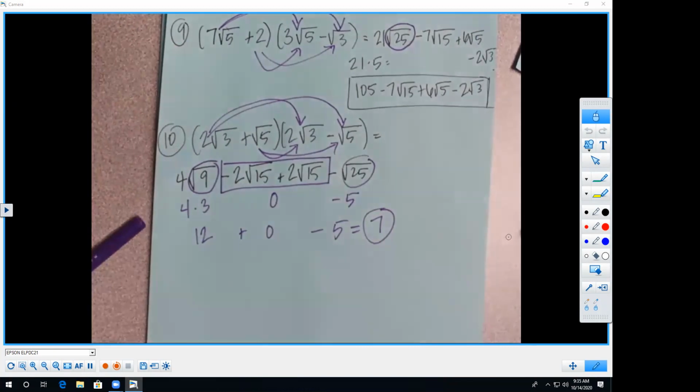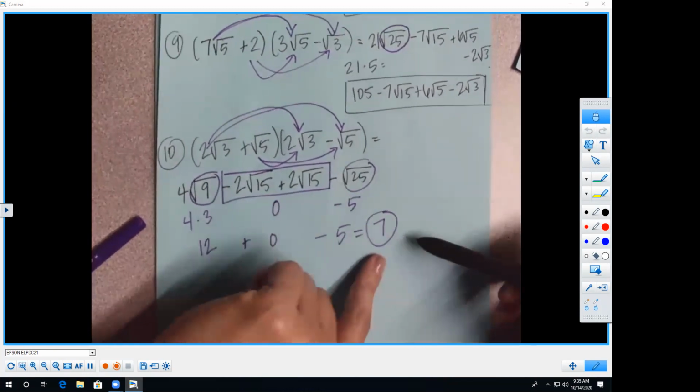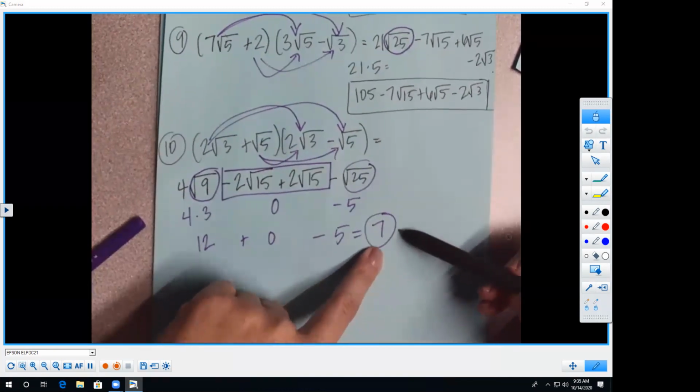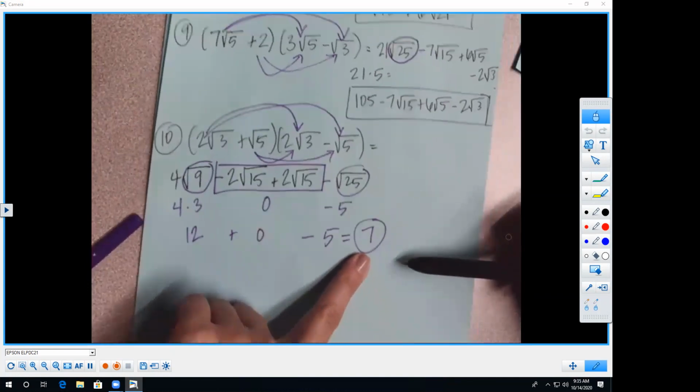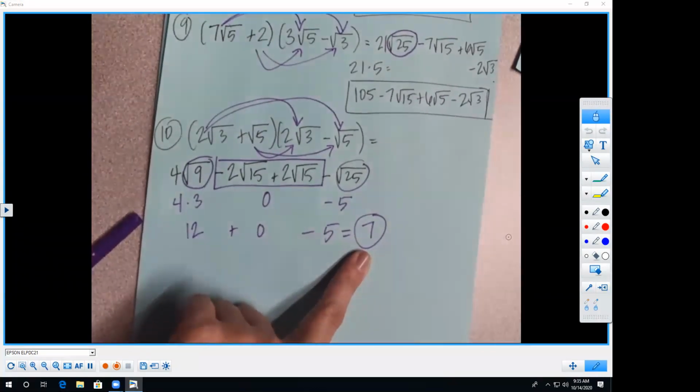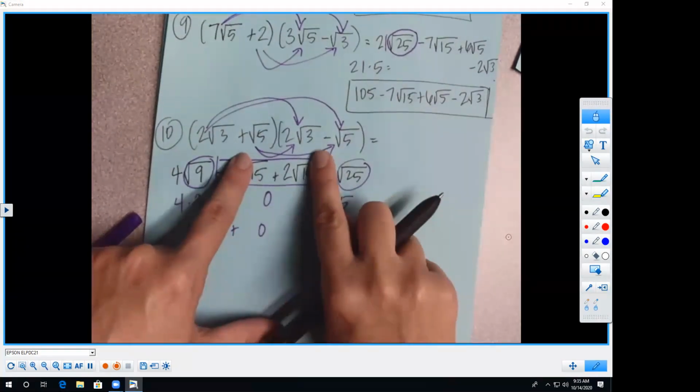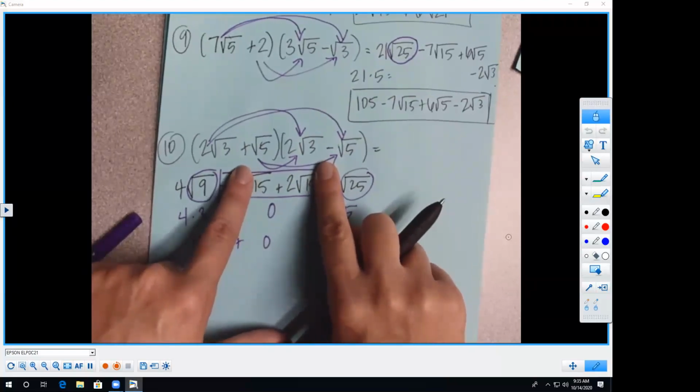That one was totally different than any other problem we did, right? Because it came out as a nice, pretty answer. It got rid of all the radicals. They all went away, and we ended up with a nice whole number. That's because, look at your original problem. What do you recognize about this original problem?